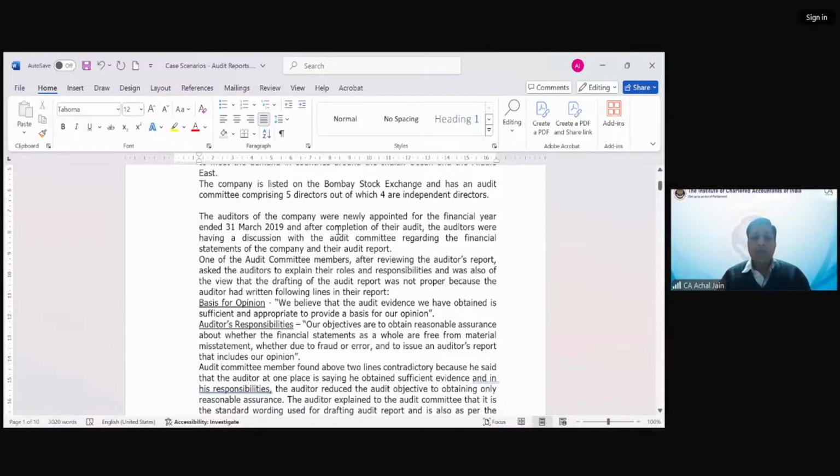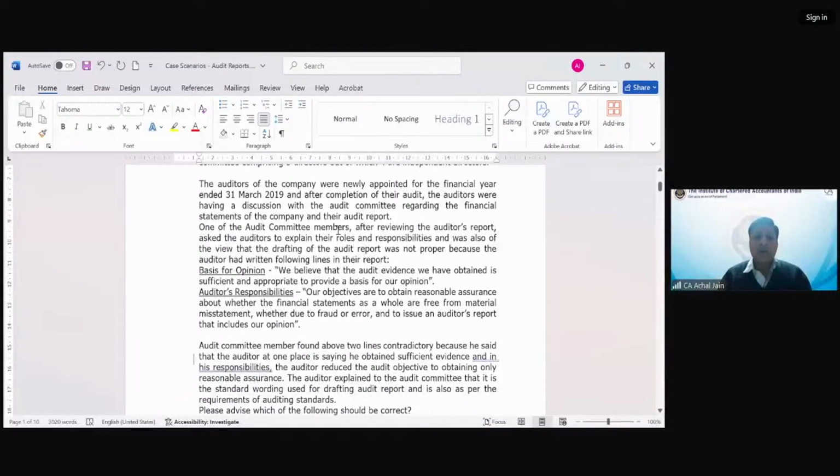The audit committee member found the above two lines contradictory. Now let's understand the problem. What is the problem? The audit committee member said that the auditor at one place is saying that he has obtained sufficient appropriate audit evidence, and in his responsibilities, the auditor has reduced the audit objective to only obtaining reasonable assurance. Now this is very, very important for you to look at.